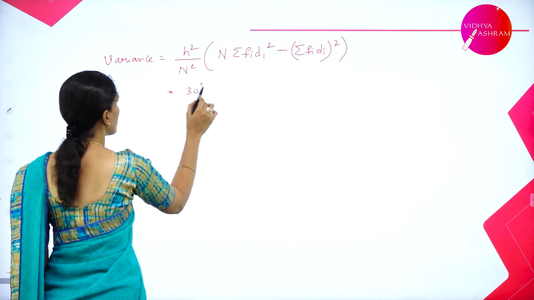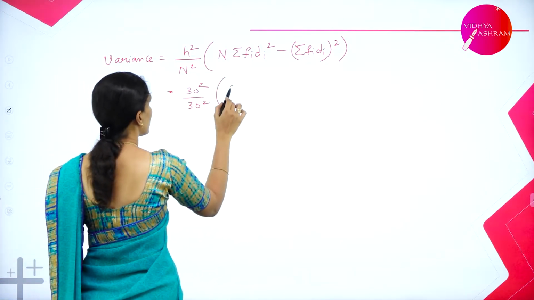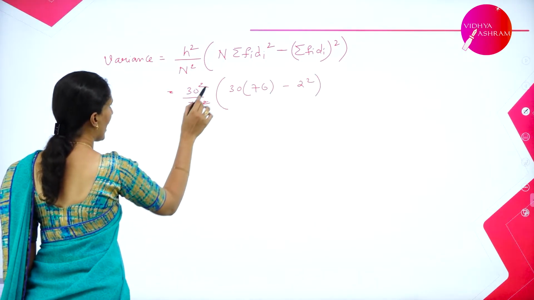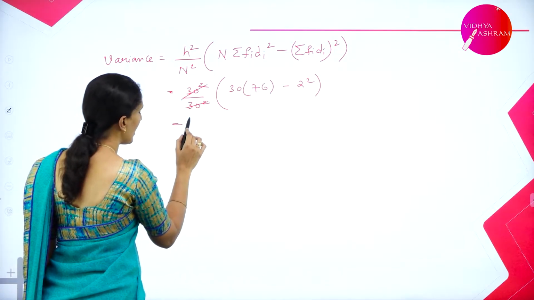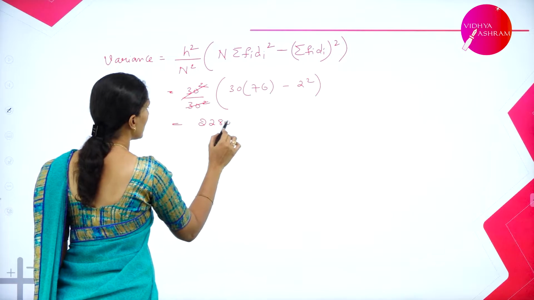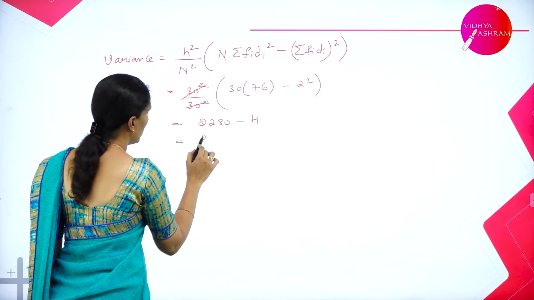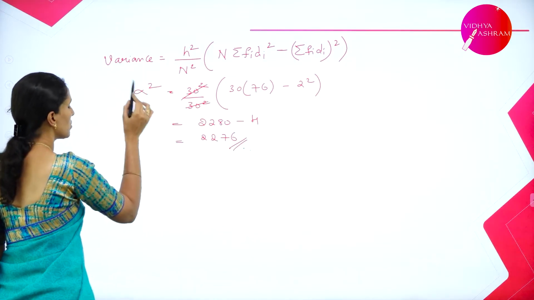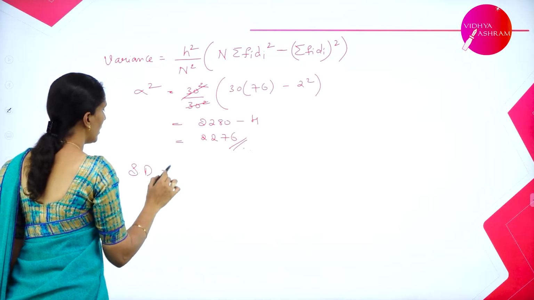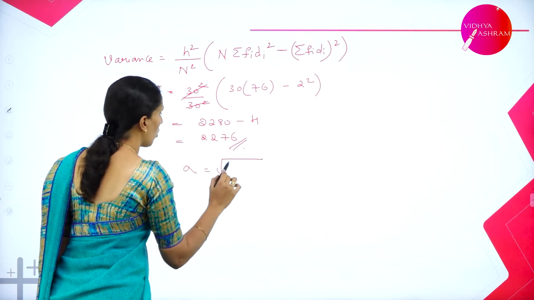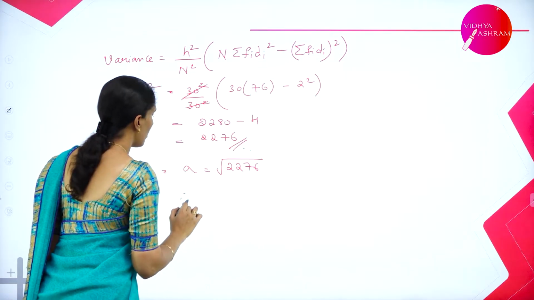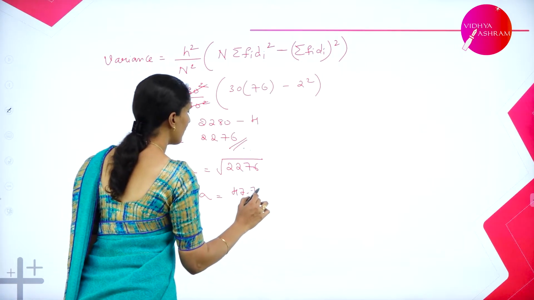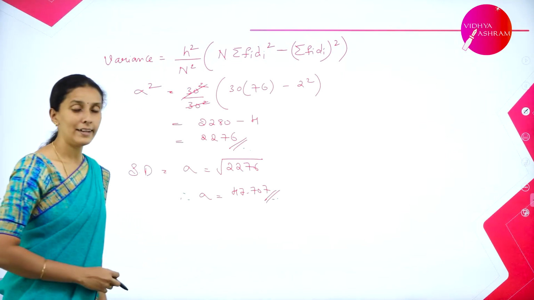Height is actually 30 square by 30 square, and here it is 30 into 76 minus 2 square. So that cancels, and you will get the value as 2280 minus 4, that is equal to 2276. So this is your sigma square, which is variance. If you want the standard deviation, it is sigma, which is the square root of 2276. Therefore the standard deviation value is equal to 47.707. So this is the standard deviation.